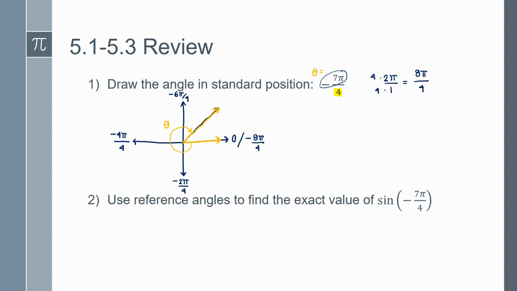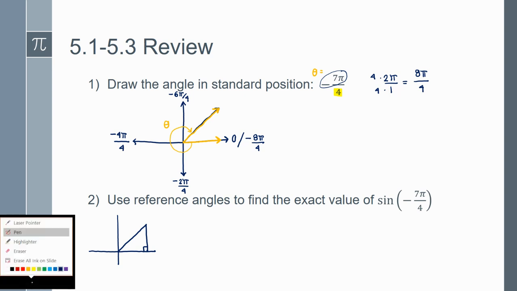In the second one, we're going to use reference angles to find the exact value of the sine of -7 pi over 4. I used the same angle as the first example, so if I know where my angle is located, I can very quickly, because we have to do this without a calculator, know that I need to draw a right triangle in the first quadrant, because that is where the terminal side of -7 pi over 4 is. It is always the hypotenuse of this right triangle that we're drawing.